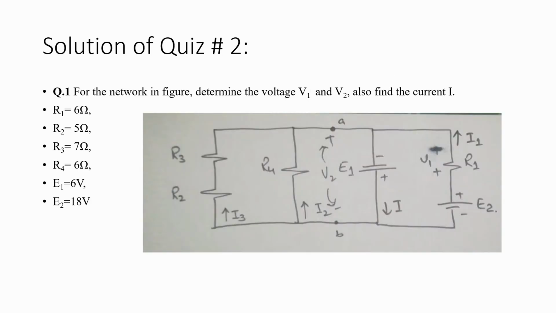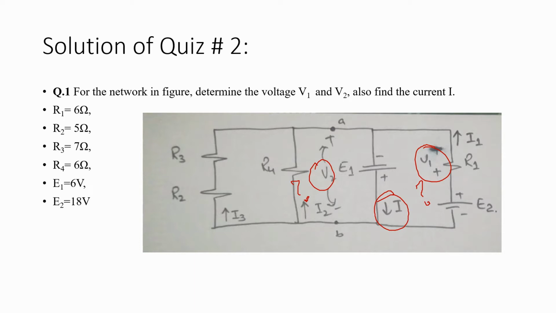In this video we are going to solve quiz number 2. We had two questions in quiz number 2. In this video we are going to solve question number 1. Question number 1 says: determine the voltages V1 and V2 and also find the value of current I.